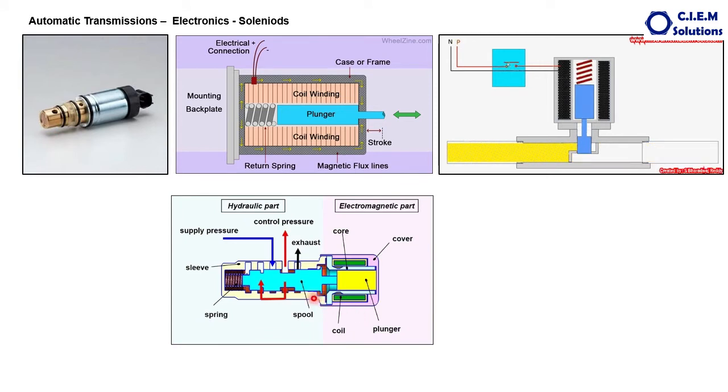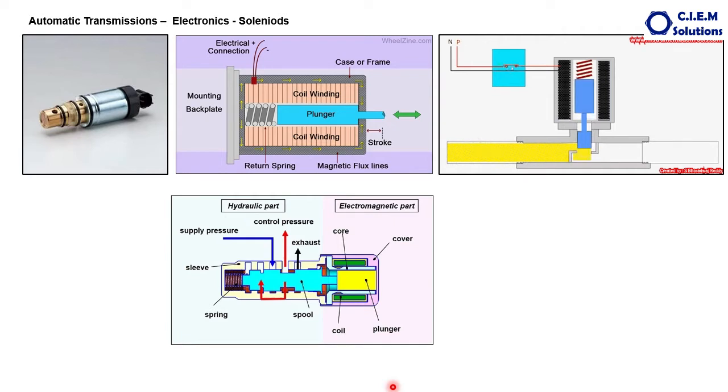See, this is a coil, this is a spring. When it is magnetized, it is pushed like this against the spring tension. Oil supply is coming here. When it is pushed, this comes and matches here, allowing oil to go like this. When it is not energized, whatever oil is coming here will go through this to the exhaust line. This is how a solenoid functions.